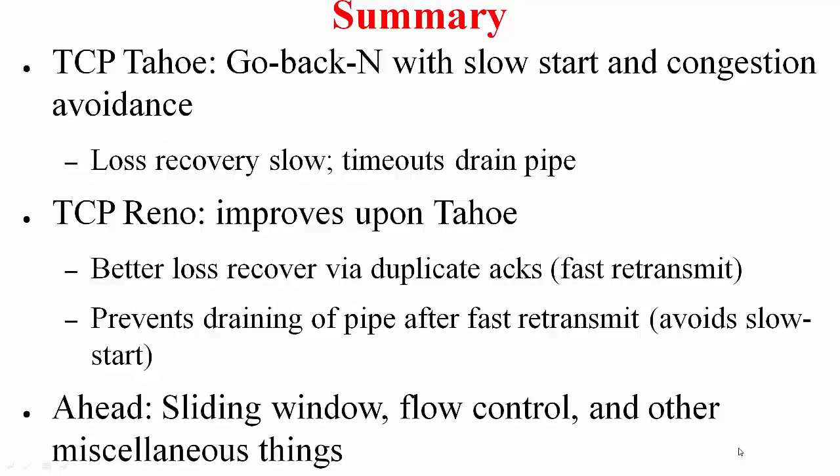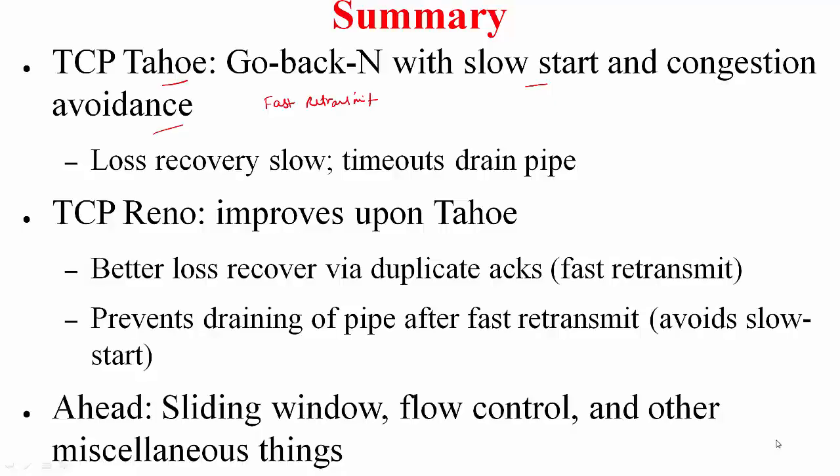So to summarize, TCP Tahoe is the simplest of all the versions. It is based on go back N, which includes slow start and congestion avoidance. In some places, they include fast retransmit as also part of TCP Tahoe. But what's in a name? When I ask any questions about Tahoe, I will specify clearly what are the mechanisms it employs.